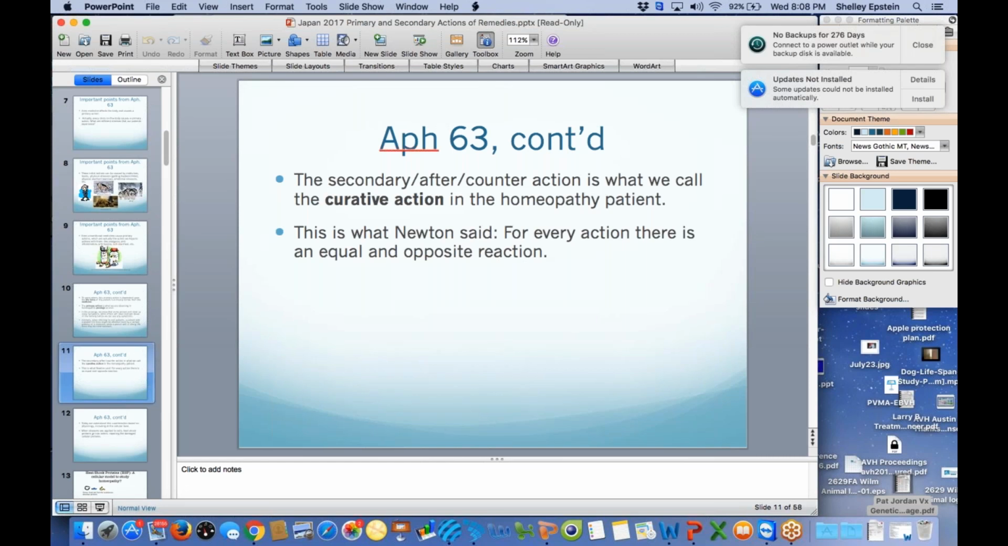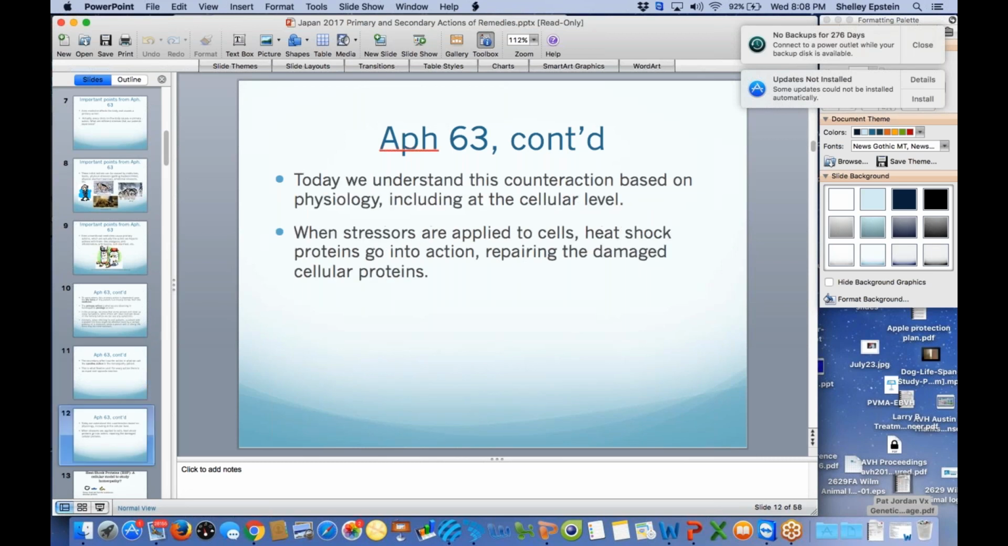The secondary or after action or counter action is what we call the curative action in the homeopathy patient. And this is what Newton said: for every action, there's an equal and opposite reaction. So the body is responding to that stressor of the homeopathic medicine. Today we understand the counteraction based on physiology, including at the cellular level. And you may not even ever have to think of that as a homeopath. But after I learned this, I thought it was so fascinating, and it's how I visualize what's going on every time I give a remedy.